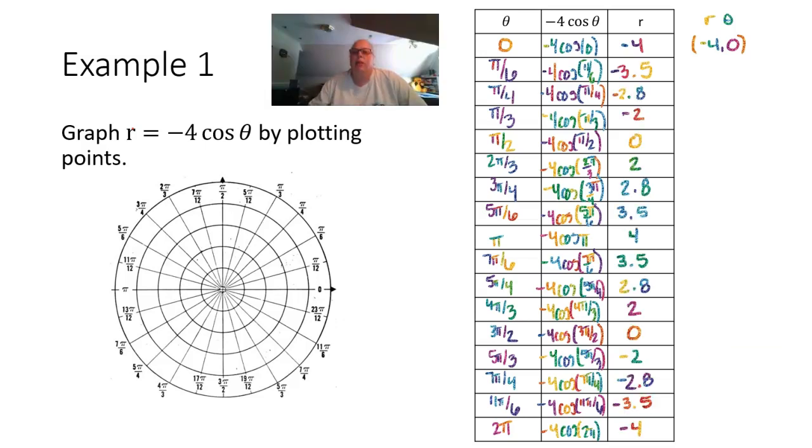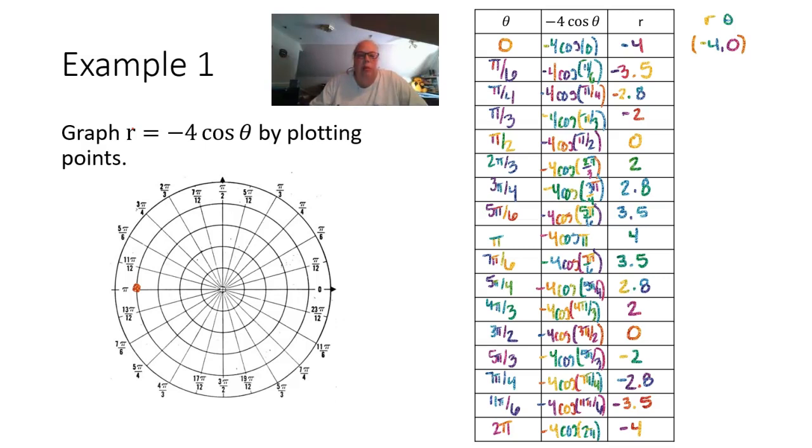I'm going to do this all the way down this column. Now that I have my chart filled in with all my r values, I just rounded them to one decimal, the tenths place, because it's easier to estimate that way. Now I'm going to plot all my points. At 0 degrees, +4 would take me forward towards 0, but -4 is going to move me backwards to right here. At pi over 6, we're going to go backwards 3.5.